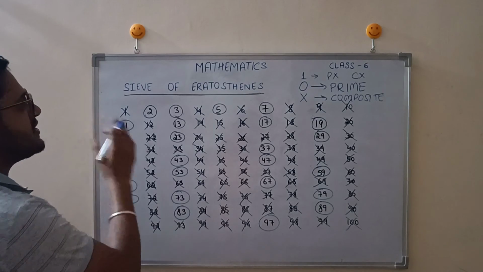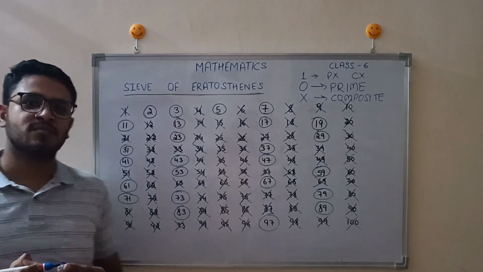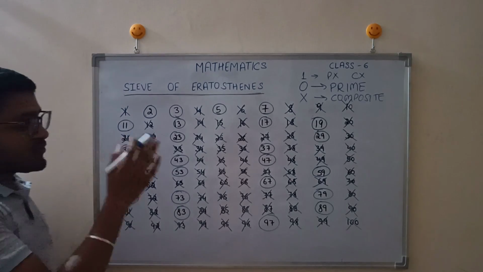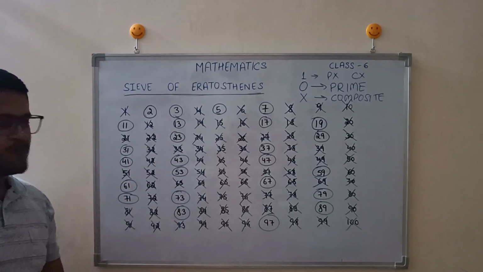So this is how the sieve of Eratosthenes helps us to find all the prime numbers and composite numbers from number 1 to 100 by this easy method.